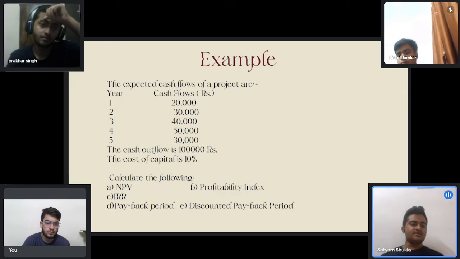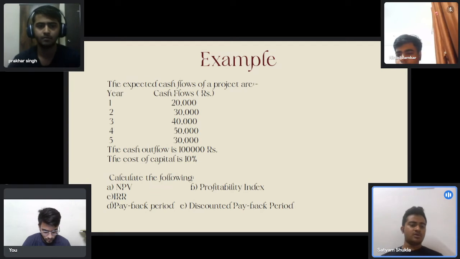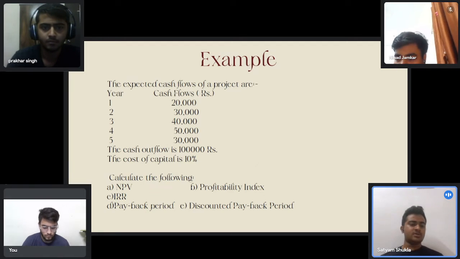So let's see an example. We have taken 5 years, and for these 5 years, we have the following cash flows. The cash outflow is 1 lakh rupees, and the cost of capital is 10%. Now we will calculate the NPV, profitability index, IRR, payback period, and discounted payback period.